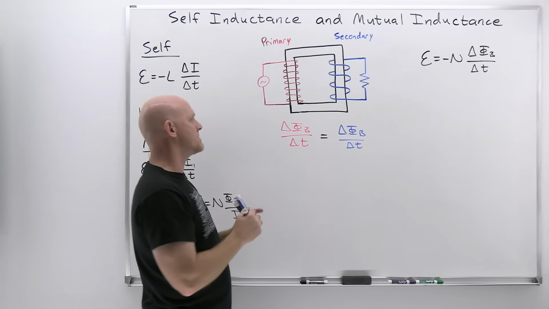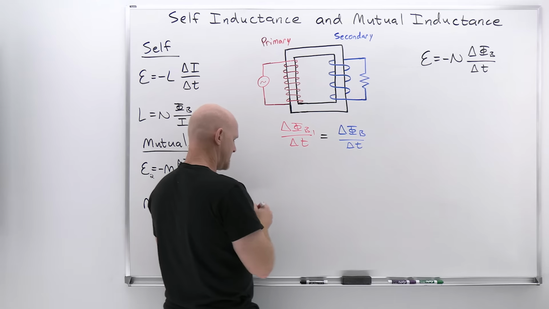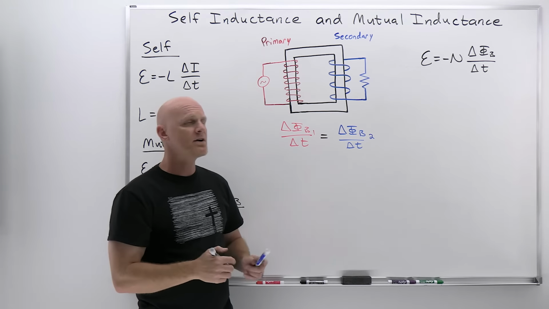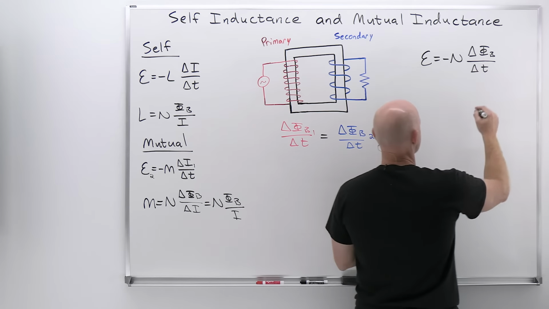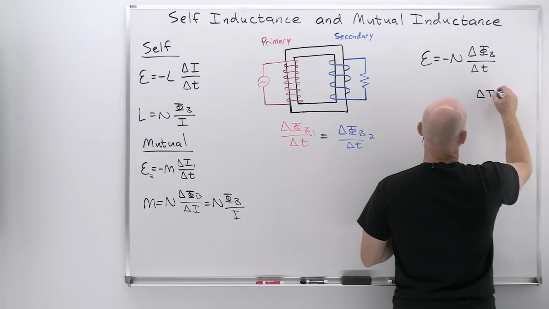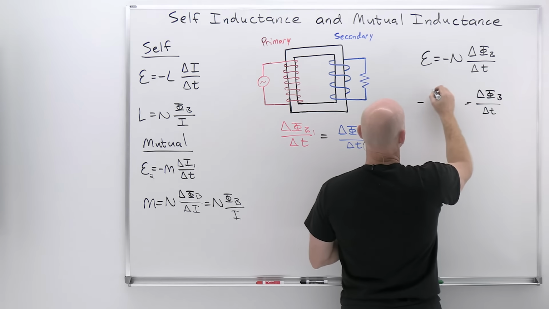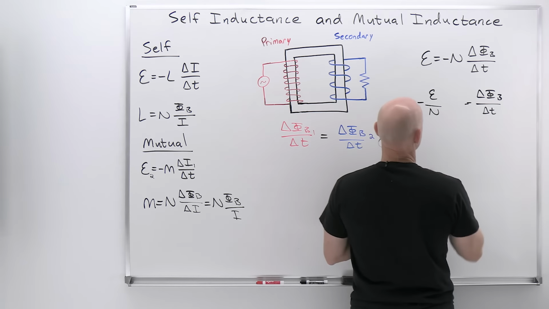Now, I've color-coded them, but we might label them as change in magnetic flux 1 and change in magnetic flux 2. And if I go back to Faraday's law, we can come up with an expression for the change in the magnetic flux. So here, the change in the magnetic flux over time is going to equal negative EMF over N.